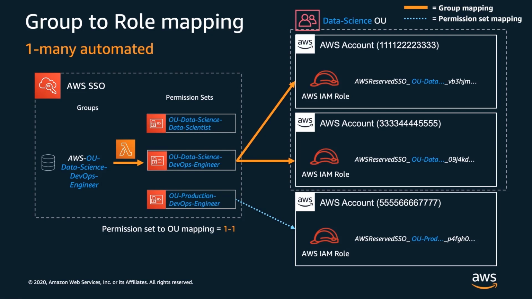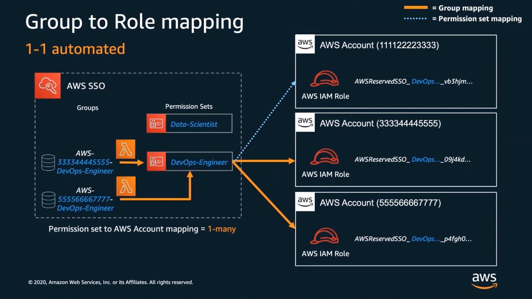So if I were to add a user to this group here, they would be able to assume both of these roles. But you can see, this is a little bit different than the last pattern. There's an OU specific permission set. So when I update this permission set, it changes the configuration for these roles, but we have a separate permission set here that we use for roles outside of the data science organizational unit.